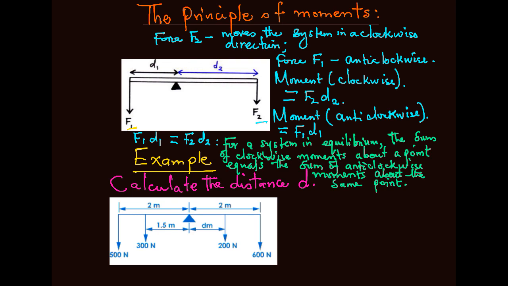Example: calculate the distance d in the diagram. From the diagram, we have a system brought to an equilibrium position by a number of forces. We have a force of 600 newtons, a force of 200 newtons, a force of 300 newtons, and that of 500 newtons.